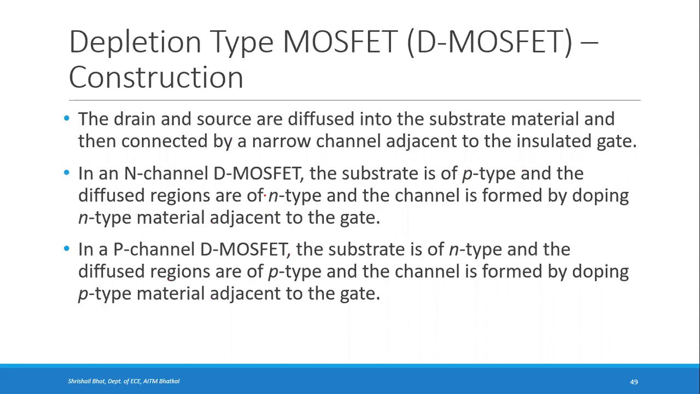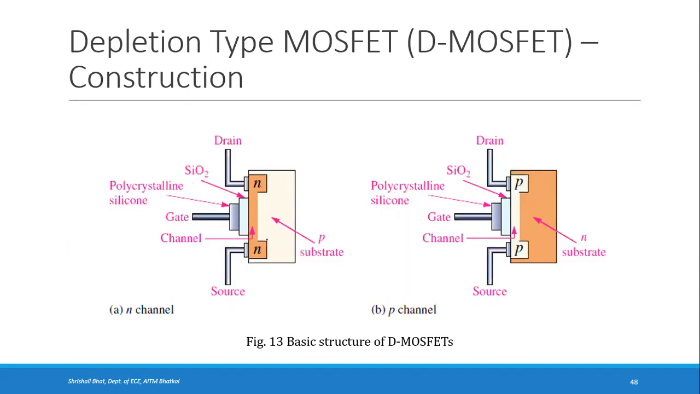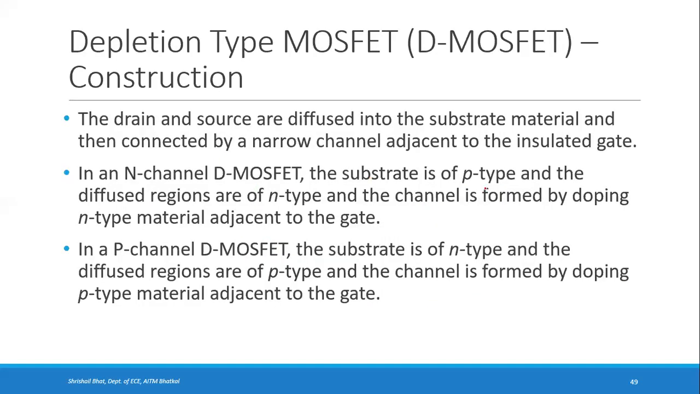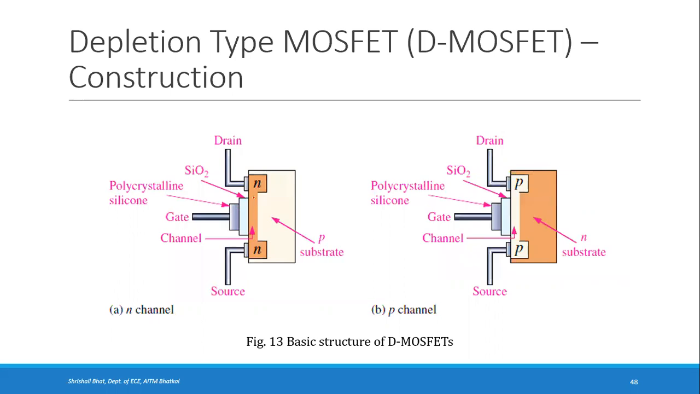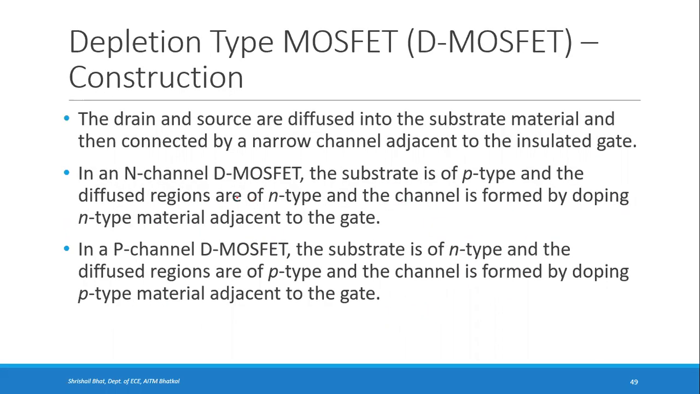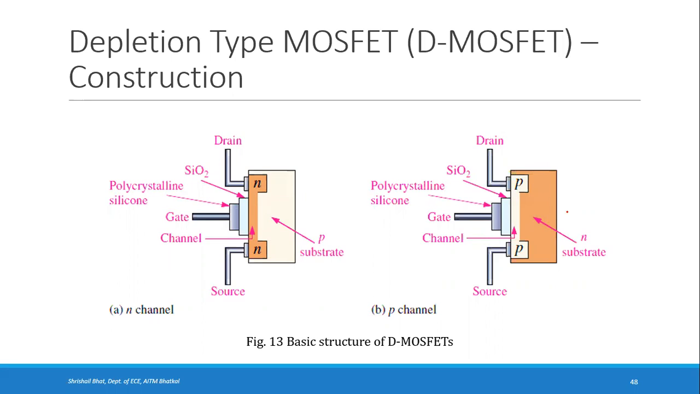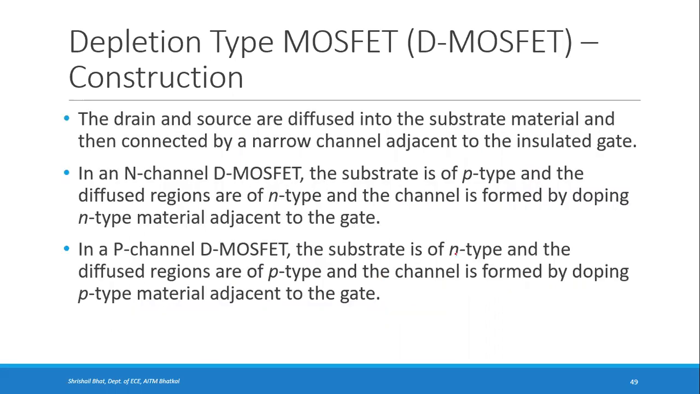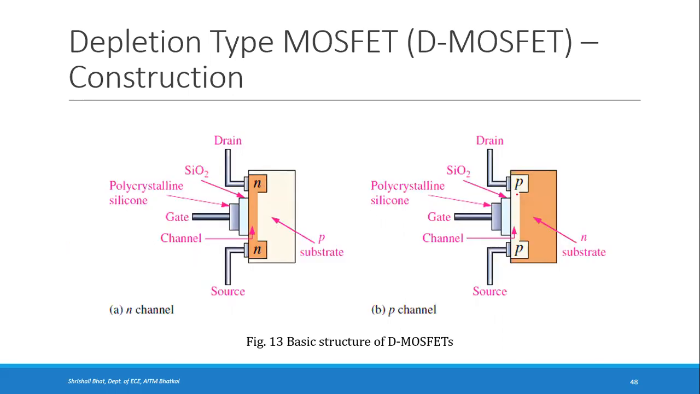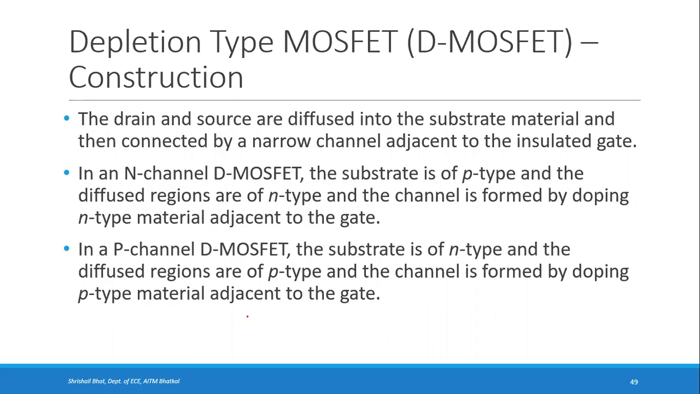The drain and the source are diffused into the substrate material, and then they are connected by a narrow channel adjacent to the insulated gate. There is a channel and it is already connected. In an N-channel D-MOSFET, the substrate is of P-type and diffused regions are of N-type, and the channel is formed by doping N-type material adjacent to the gate, as you can see here. In case of a P-channel D-MOSFET, the substrate is of N-type and diffused regions are of P-type. Over that, you are diffusing P-type regions, and the channel is formed by doping P-type material adjacent to the gate. The channel is also P-type.